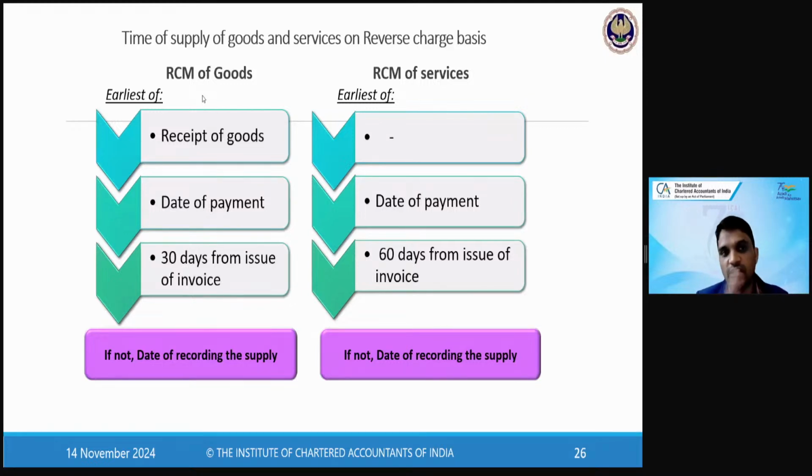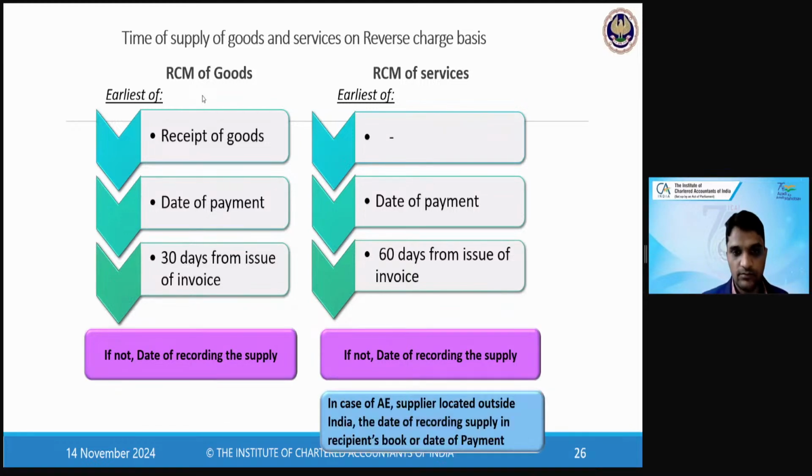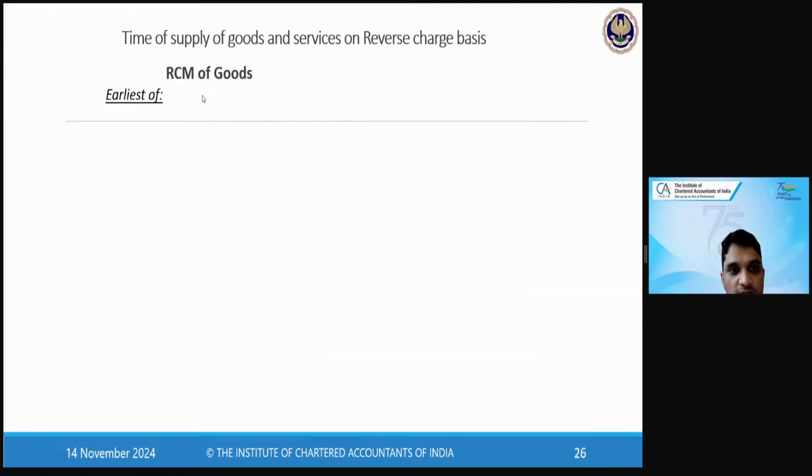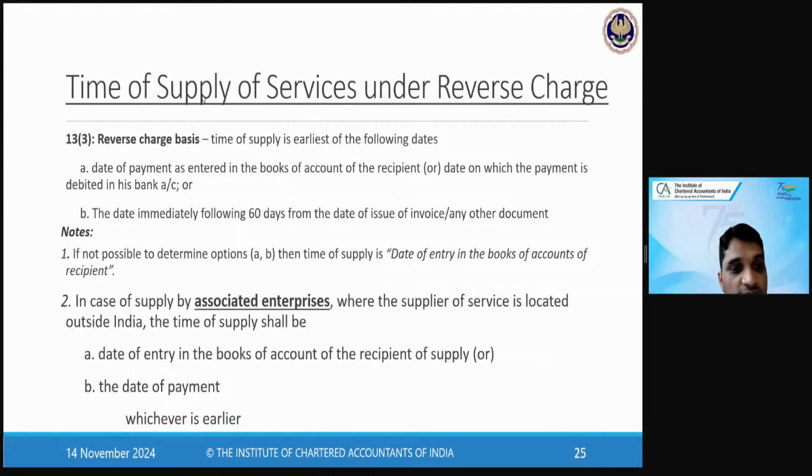So RCM for goods and RCM for services. RCM for goods, 3 conditions. RCM for services, only 2 conditions. And in case of associated enterprises, that is the last part. In case of associate enterprises where the supplier is located outside India, right? When is that case possible? That is here, which says that in case of supply by associated enterprises. What is an associated enterprises?